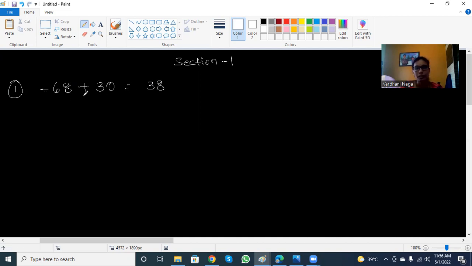Okay. Greater number sign follows. So which is greater number? 68 is a greater number. So it is having a negative sign here. So negative sign follows. Answer is -38.